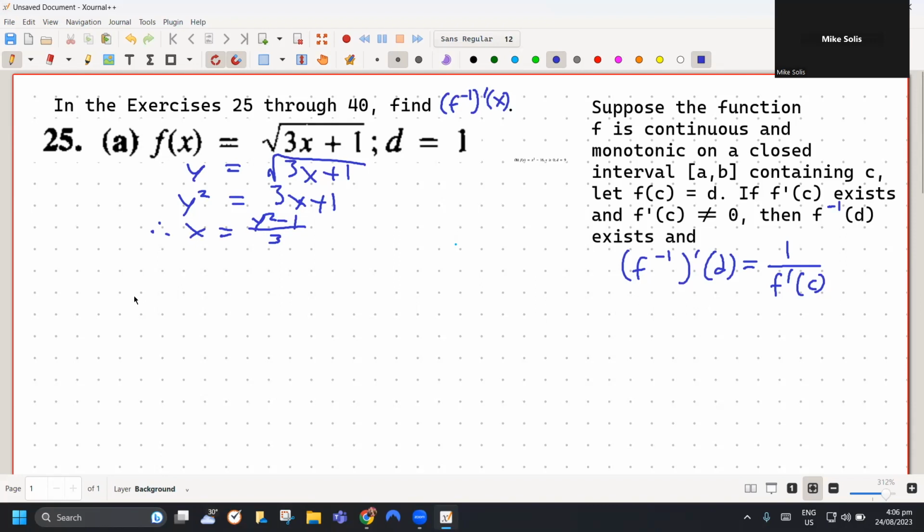D is 1. Wait. If D is 1, then 1 is equal to the square root of 3c plus 1. So 1 equals 3c plus 1, and c is equal to 0. Then dy/dx.